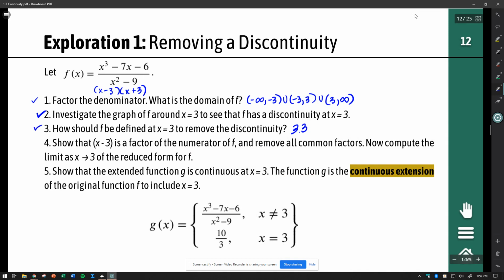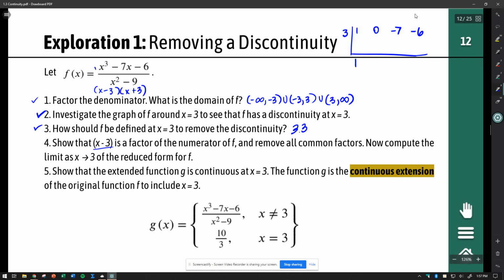Then number 4, we want to show that x minus 3 is a factor of the numerator of f and remove all common factors. Then compute the limit as x goes to 3 of the reduced form of f. So we need to show that x minus 3 is a factor of the numerator. This isn't a quadratic polynomial that's pretty easy to factor, but I think by synthetic division, we can come out with the quotient. So we're going to stick a 3 here. That's the opposite of negative 3. Then the coefficients 1, 0, negative 7, and negative 6. Put that 0 in for the x squared term.